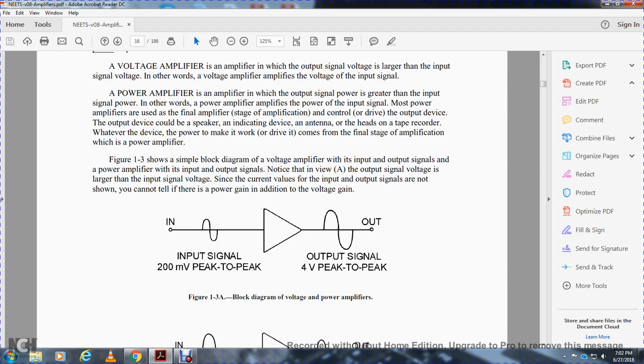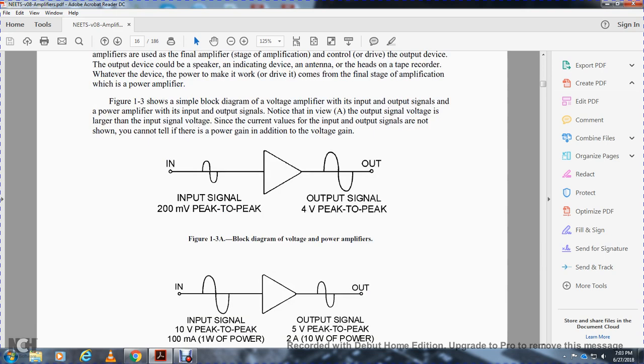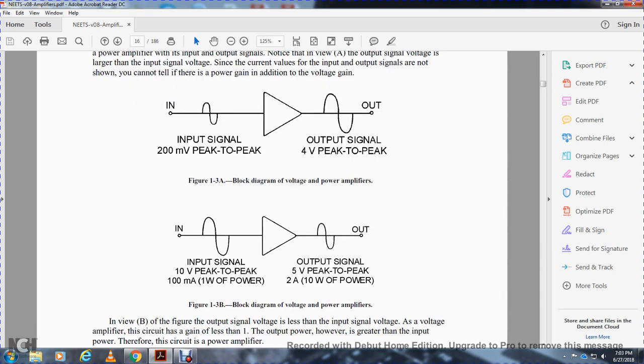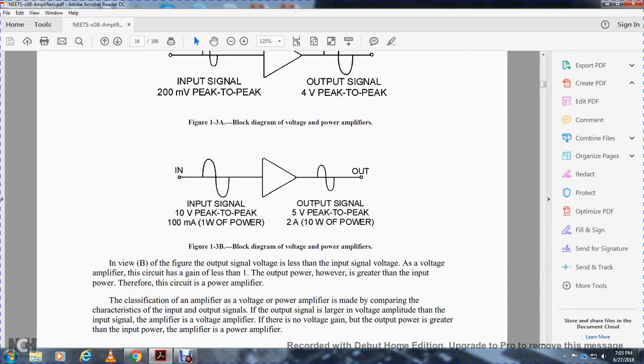Notice in view A that the output signal voltage is larger than the input signal voltage. Since the current values of the input and output signals are not shown, you cannot tell if there is a power gain in addition to the voltage gain. The input is 200 millivolts peak-to-peak AC, and the amplifier output is 4 volts peak-to-peak. View B shows a power amplifier with an input signal of 10 volts peak-to-peak, 100 milliamperes, or 1 watt of power. The amplifier output is 5 volts peak-to-peak, 2 amperes, or 10 watts of power.